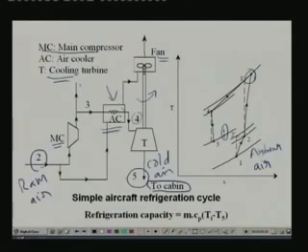So this is what is known as the simple system, and here you can see that I have shown the actual cycle. So you have some pressure drops here and non-isentropic processes also. So what is the refrigerant capacity of this system? Refrigerant capacity of this system is nothing but m dot Cp into (Ti minus T5), where Ti is the cabin temperature.